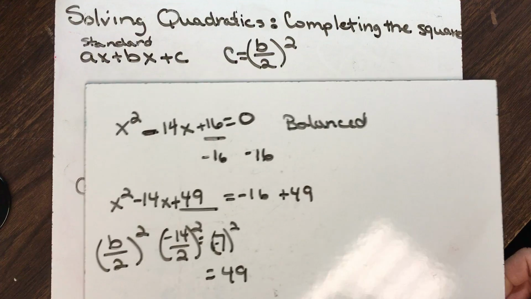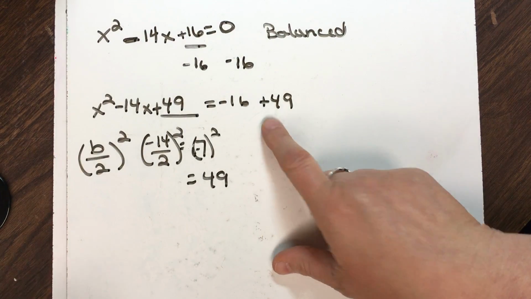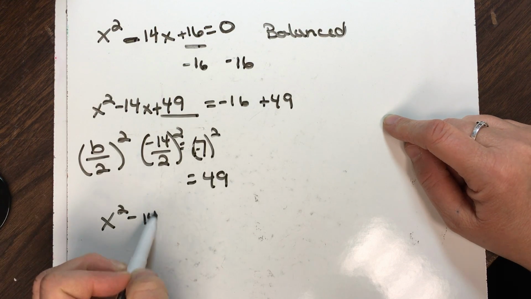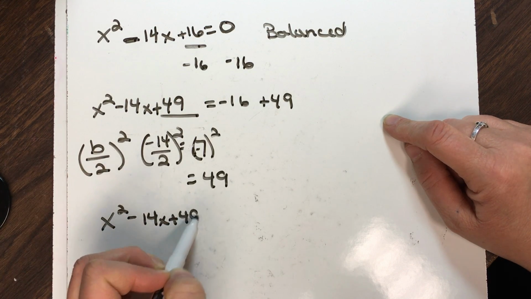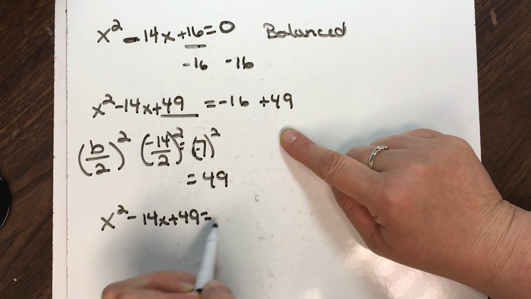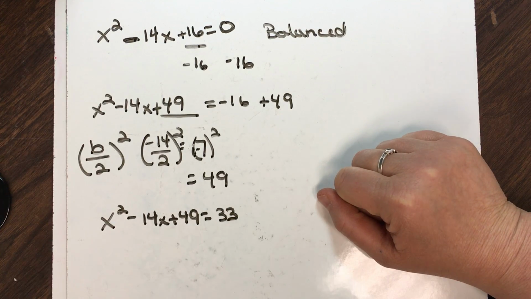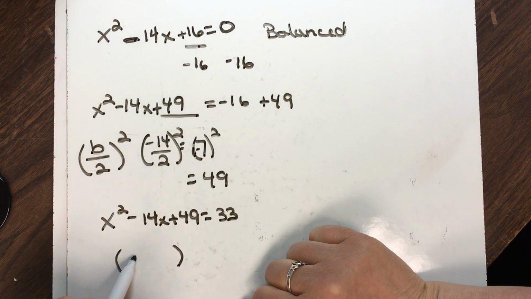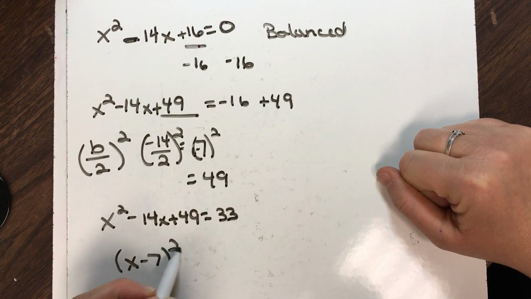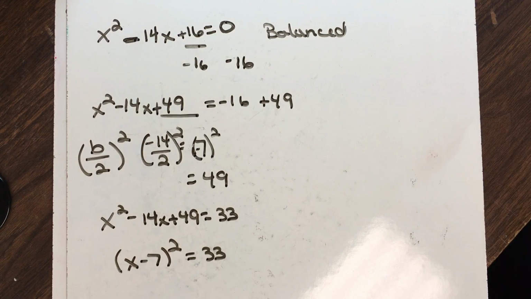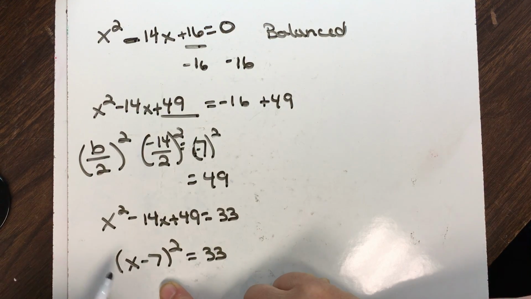Now, I'm going to rewrite this so I can see where I'm at, and I'm going to combine my pieces. I have x squared minus 14x plus 49 equals negative 16 plus 49, which is 33. Alright, I know that this, if I work this out, is this, for my answer, and that still equals 33. So we factored it out to here.